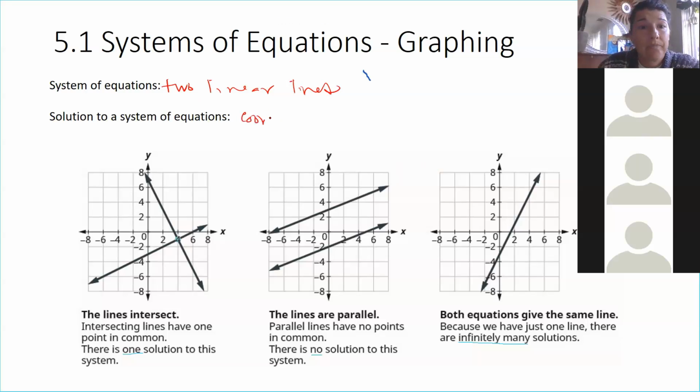Now, I want you to think about two linear lines. How many times can a linear line, a straight line, intersect with another? Once. Once is the max number, right? Unless they're on top of each other. Oh, okay. And it will be infinitely many times. Good. So, the coordinate pair where the lines intersect.